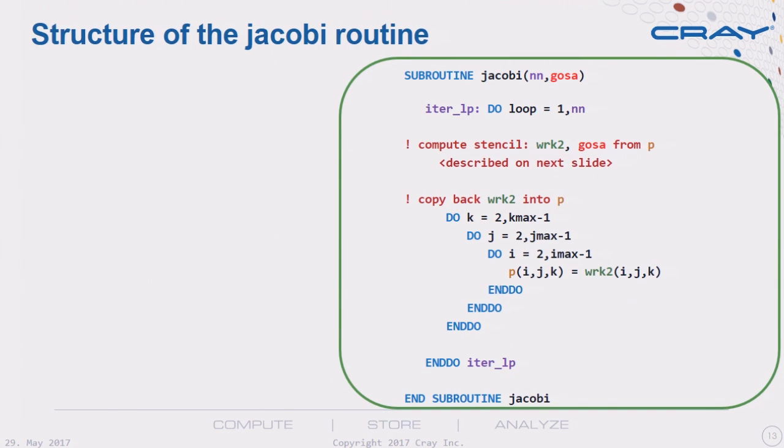Within this Jacobi routine, which was called 2 times, we have an iteration loop here at the beginning. So this is the outermost loop. And this contains 3 triple nested loops here, one for each dimension, doing the stencil update. This is what I meant here. And then at the end, the temporary variable, we call that work2 here, is copied back to the original pointer.